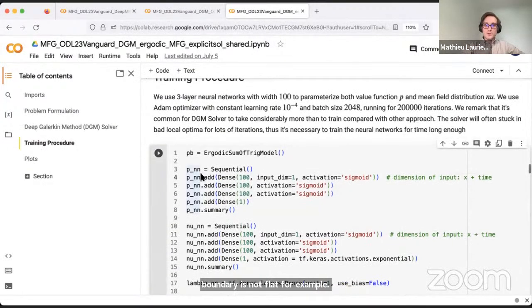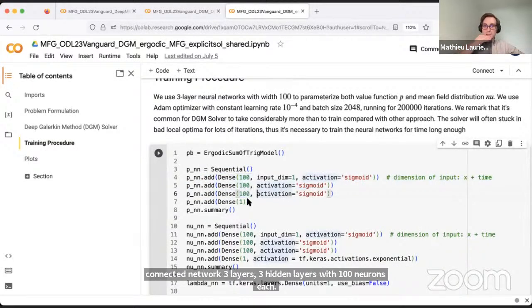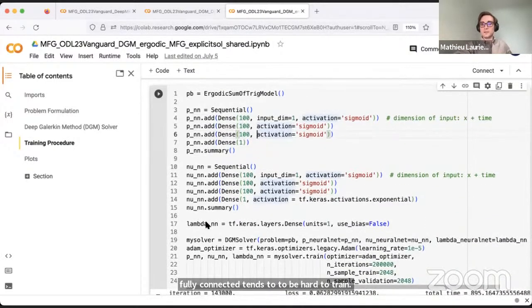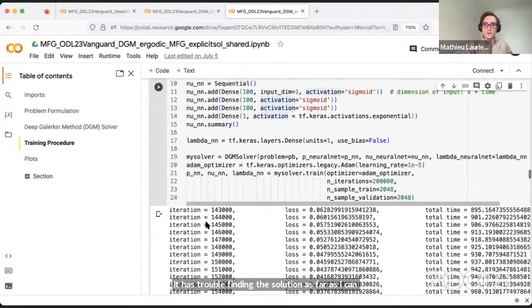Here we use a simple feed-forward fully connected network, 3 hidden layers with 100 neurons each, but you can play with that. This is not the complicated architecture proposed in the DGM paper, right? In small dimensions, this architecture goes well, as we are going to see. In higher dimension, I think feed-forward fully connected tends to be hard to train. It has trouble finding the solution, as far as I can tell, based on some experiments.